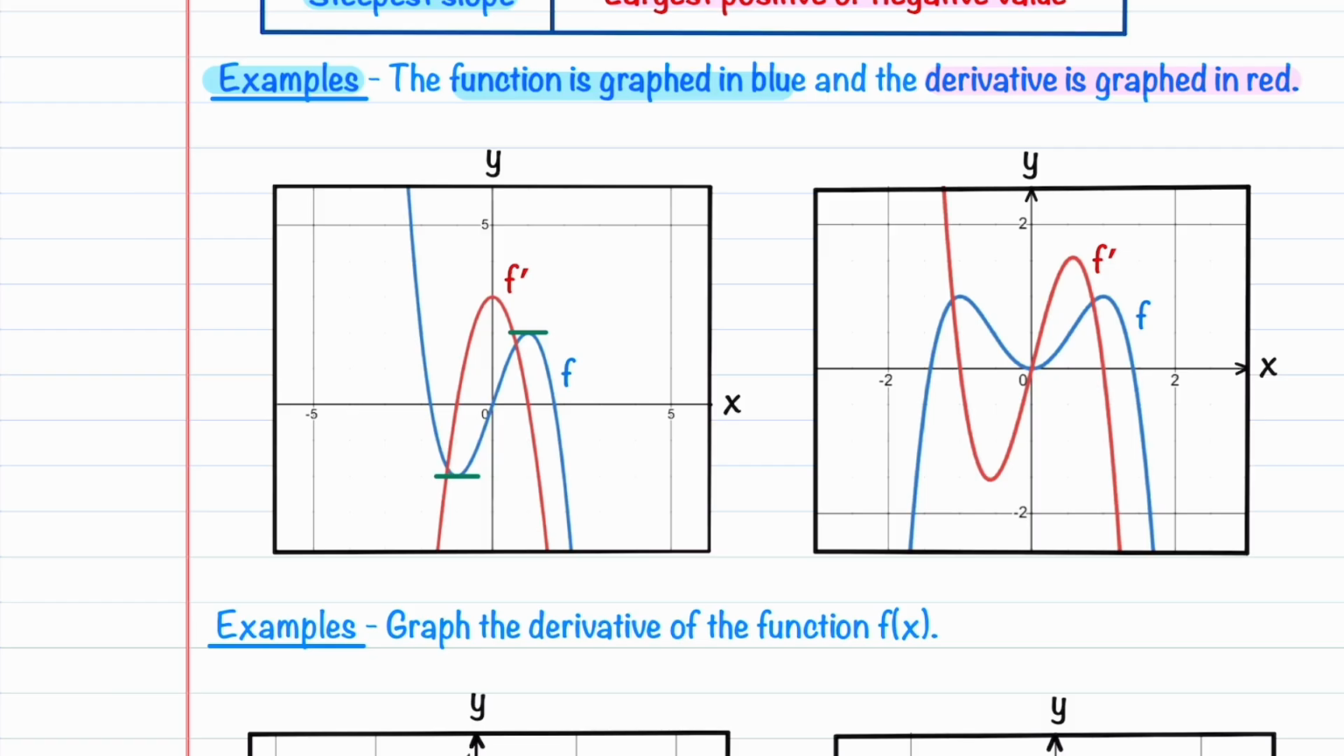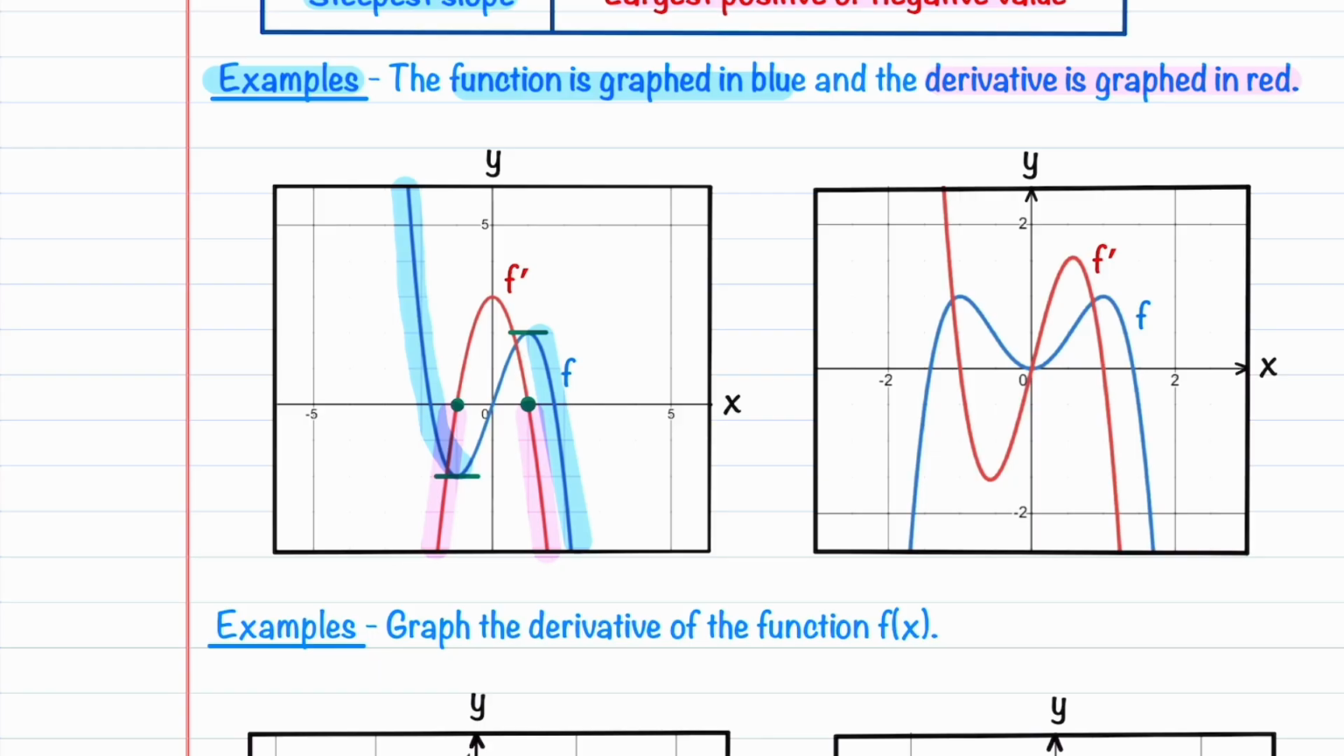Whenever the slope of the function is 0, the derivative will be 0. And you can see that right here and right here because the derivative is 0 there and crosses the x-axis. To the left of the first 0, the function f has a negative slope, and that means that the derivative is going to be negative and lie below the x-axis. The same thing happens to the right. Here the function also has a negative slope, and the derivative lies again below the x-axis.